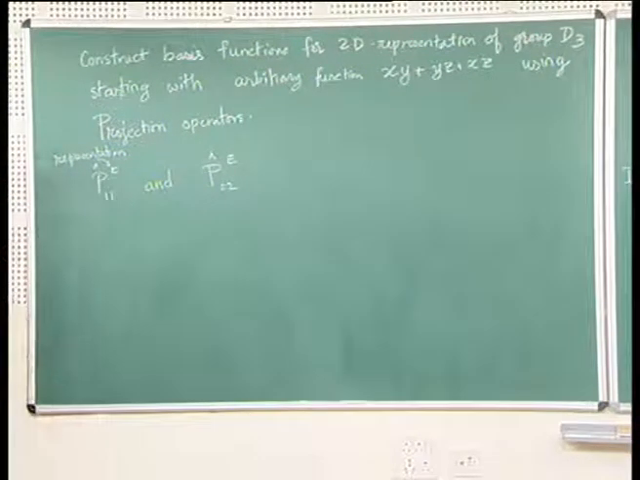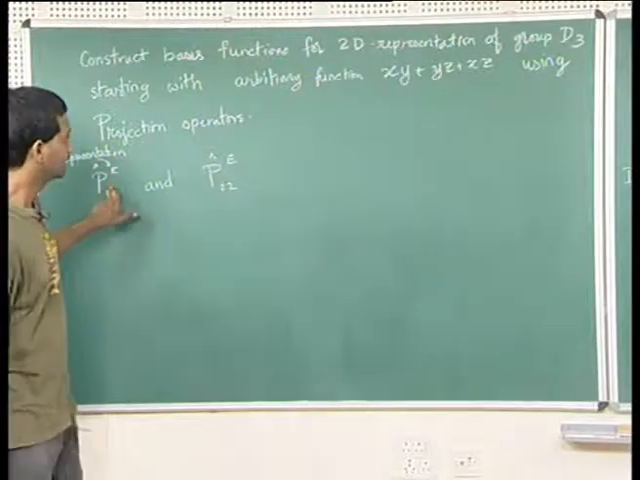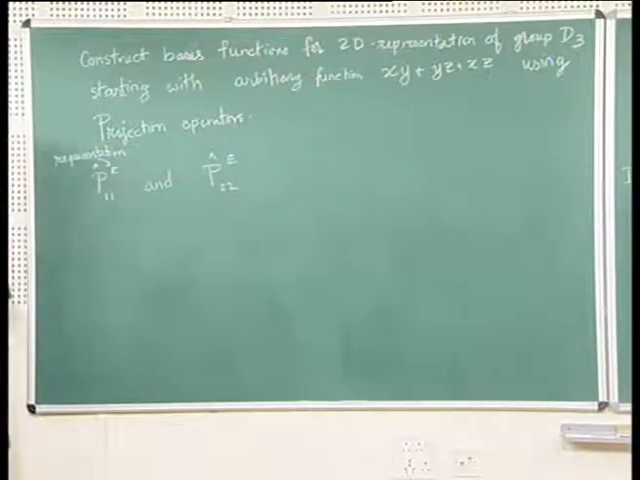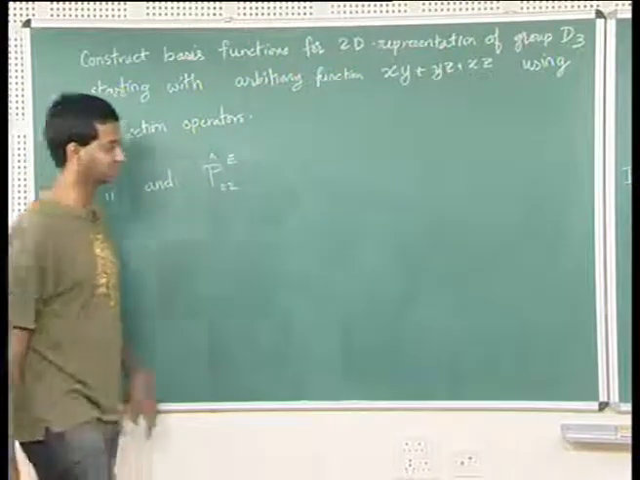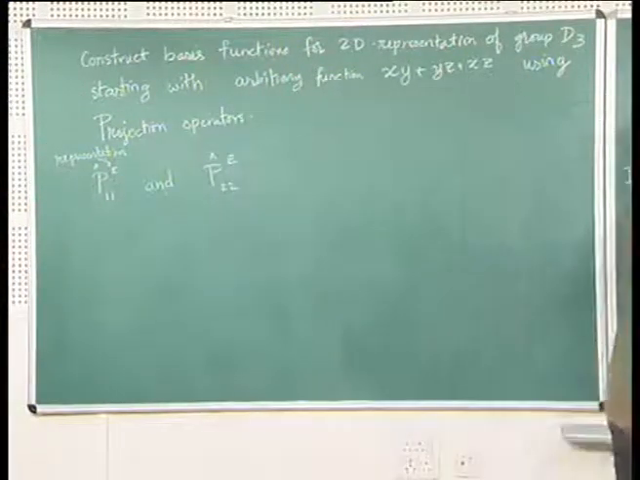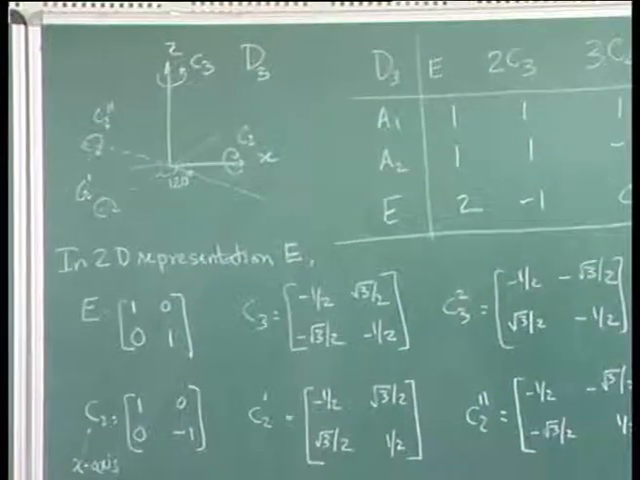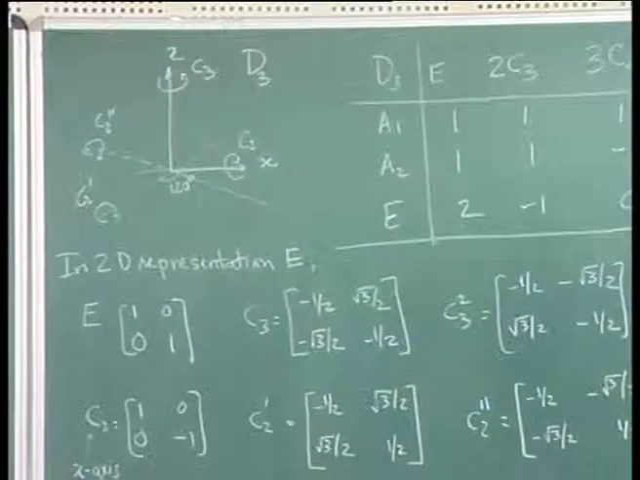Now what we are going to do is write these operators and operate them on this quantity xy plus yz plus xz, and that will immediately give us two orthogonal basis functions for this two-dimensional irreducible representation. So let's start following the procedure.